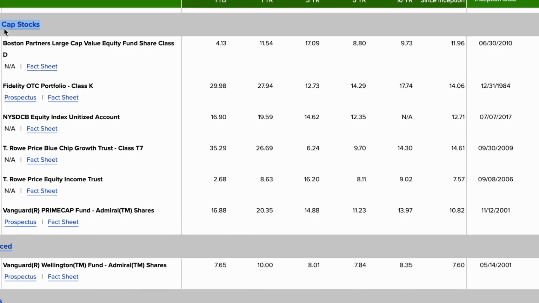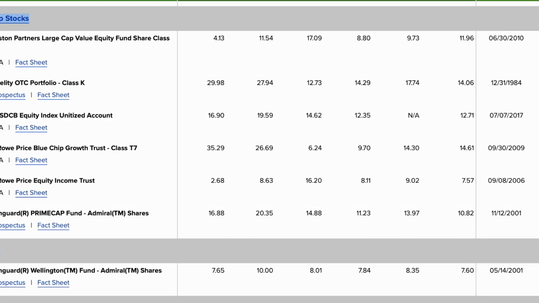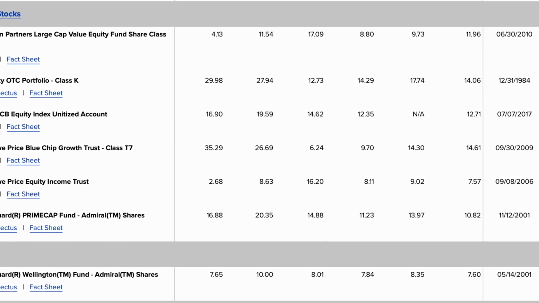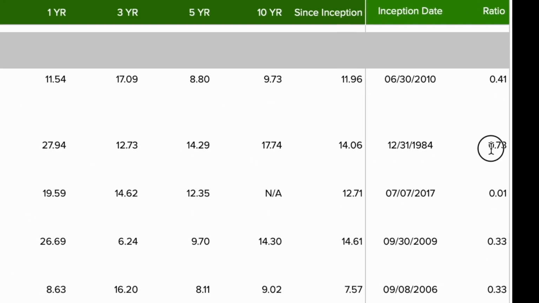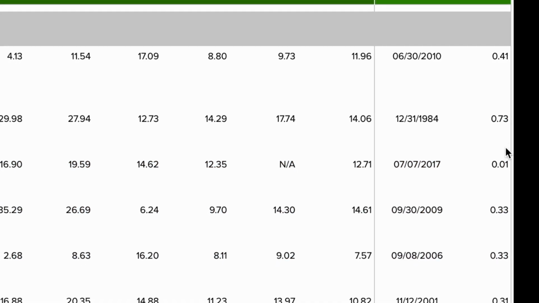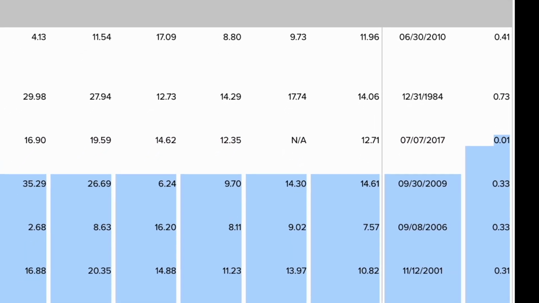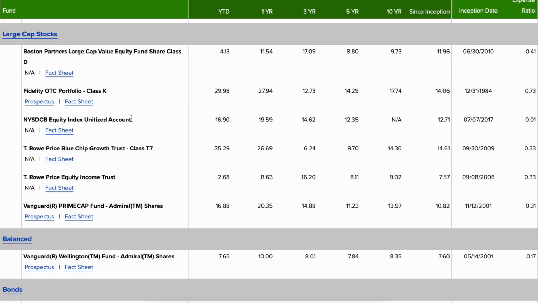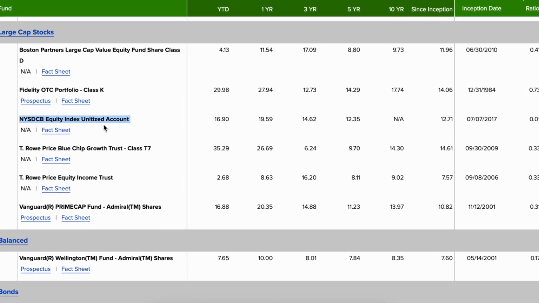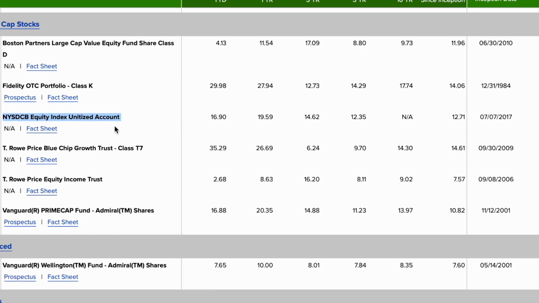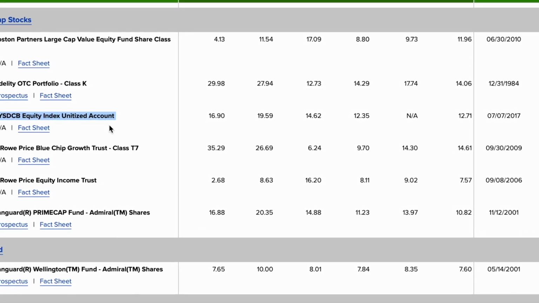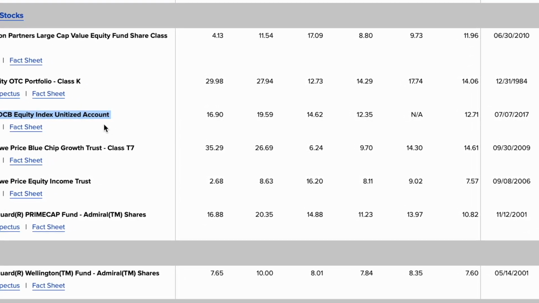Now, when you look for that, we've got large cap stocks. You can see the expense ratio right here. And look at the expense ratios. 0.41, it's already too much. 0.73, it's already too much. 0.01, that's what I'm talking about. This is the S&P 500 right here. It's just labeled differently, so you have to be able to pick it out of your funds. Every 401k should have a low-cost S&P 500 fund that you can invest your money in.